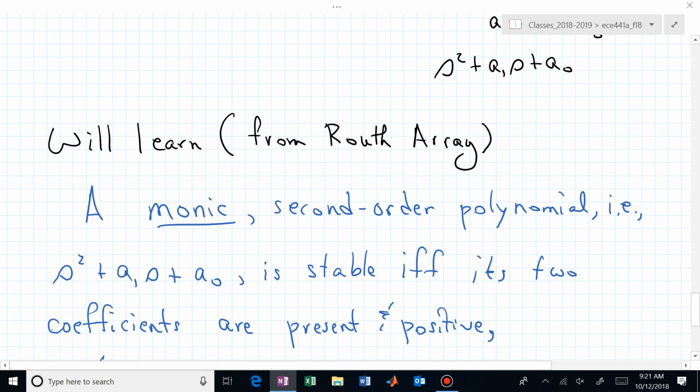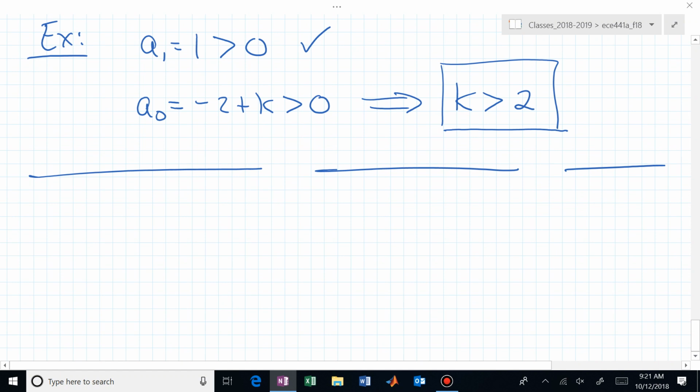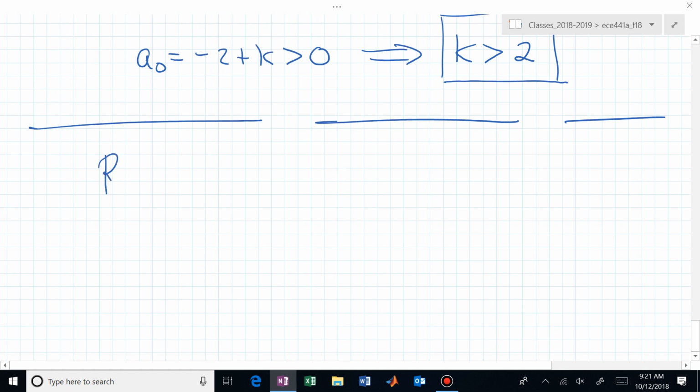Let's now figure out why we can make those remarks or state that fact about a sub 0 and a sub 1, and more generally, how can we decide whether the roots of a polynomial are all in the left half plane. So that's now bringing us to what I'm labeling as Routh-Hurwitz stability.